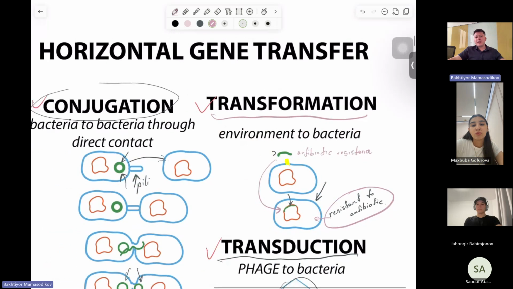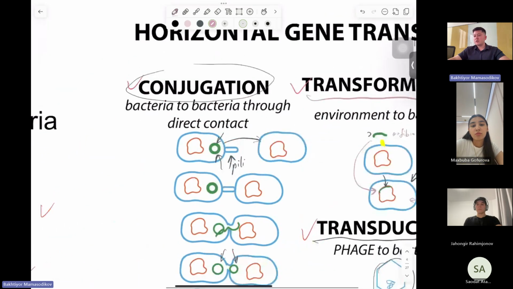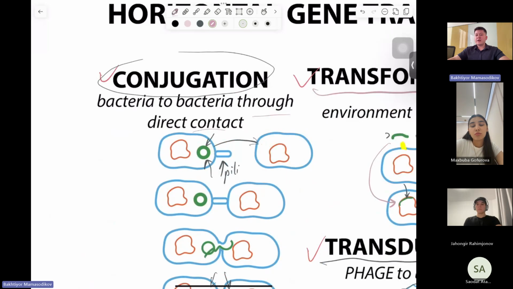What about the next? The next is conjugation. What's the conjugation process? Bacteria to bacteria through direct contact. It's written here, but how is it going to work? Two bacteria physically connect using a structure called the pilus, okay? This structure is called the pili. We learned the pili, right? Why do we need the pili? To stick to another bacteria, yeah. To stick to another bacteria and exchange genes. It's like a USB, exchanging their information.